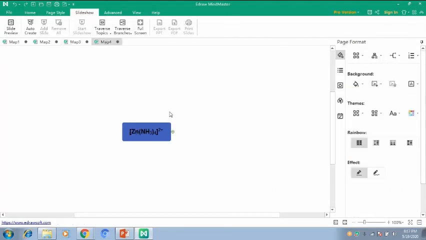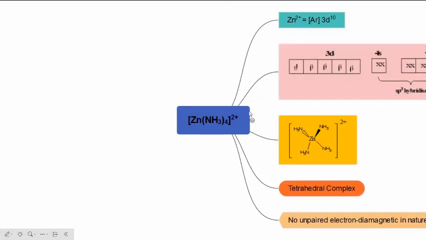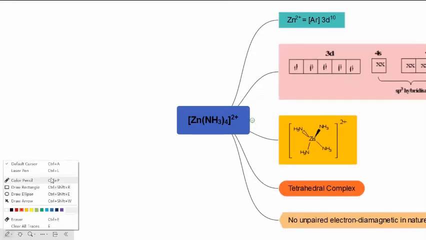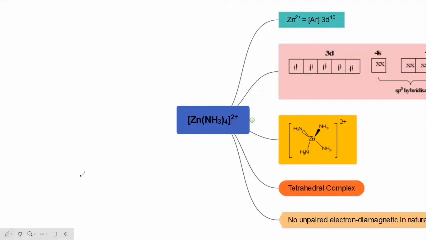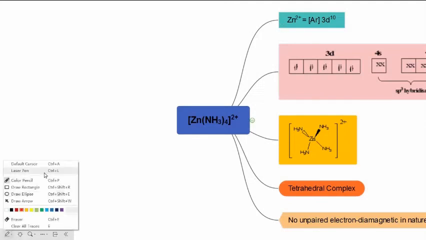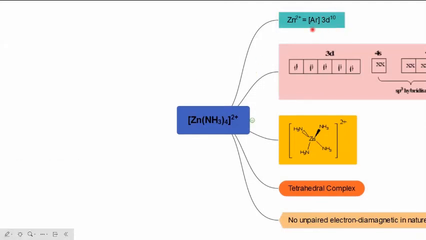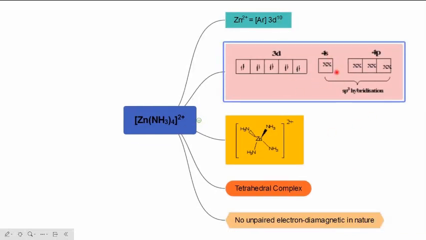The last complex is the zinc complex. It has argon 3d10 configuration. So the 4s orbital and 4p orbitals are utilized for hybridization to form the tetrahedral complex with sp3 hybridization. Here there is no unpaired electron, so this complex is diamagnetic in nature.